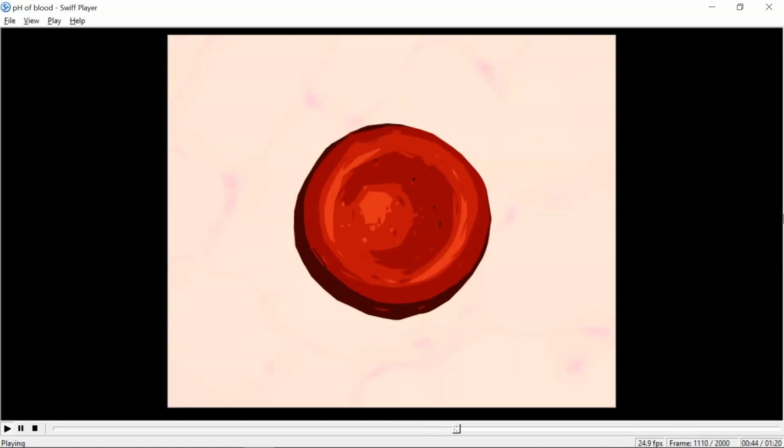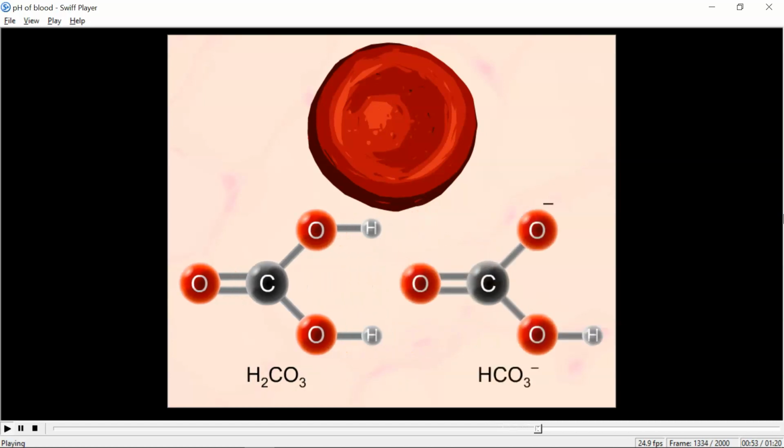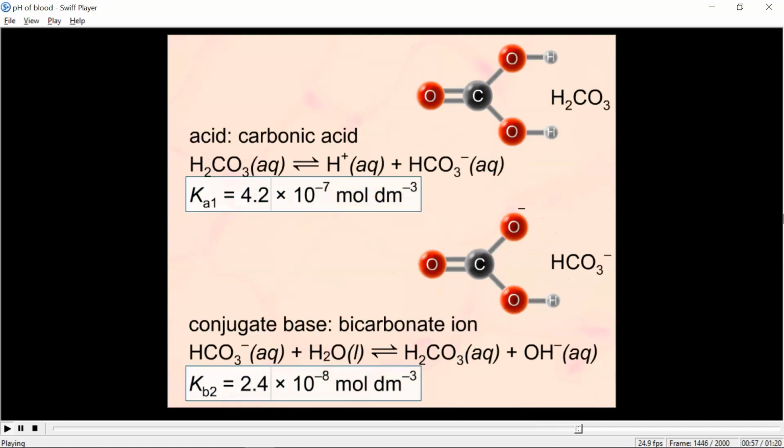Effective control of the pH is possible because blood contains a certain amount of carbonic acid, which is a weak diprotic acid, and also a certain amount of its conjugate base, the bicarbonate ion. The delicate balance between the concentrations of these two species.